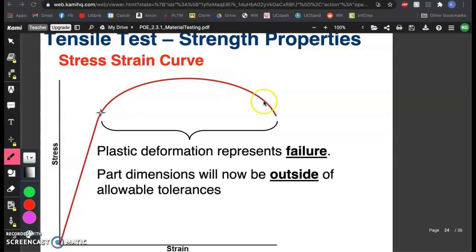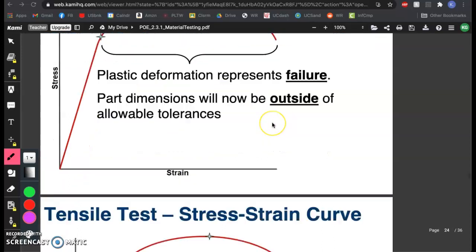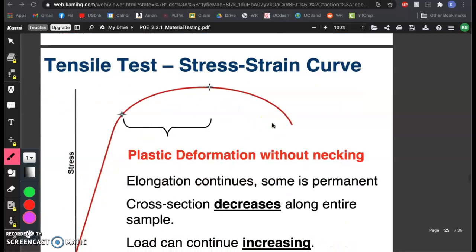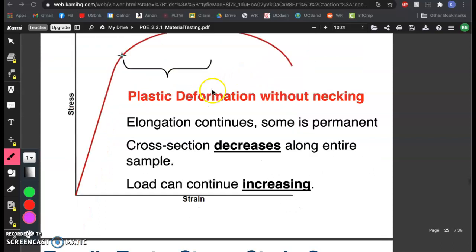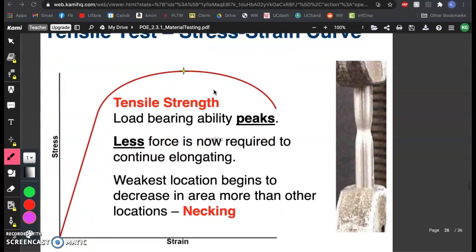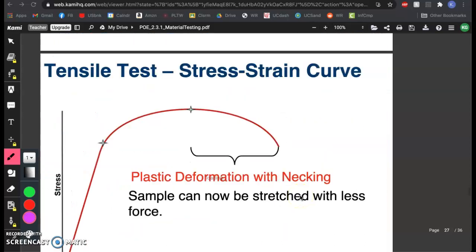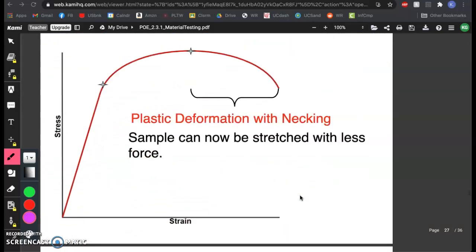Basically, until here to here, that right there at the end is your failure point. So, this very top point has a special point you got to know too. Oh, here's something it does right before it breaks. Sometimes it does this shrinking in right before it snaps. It's called necking because it looks like a person's neck. Okay.